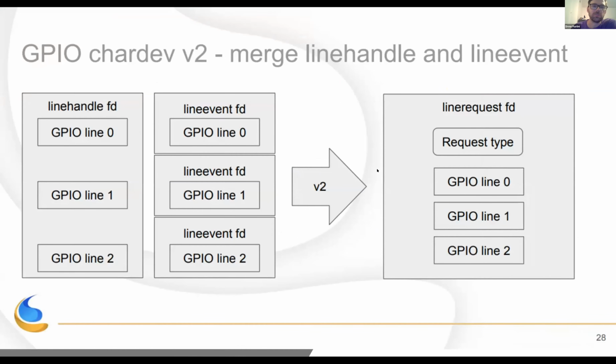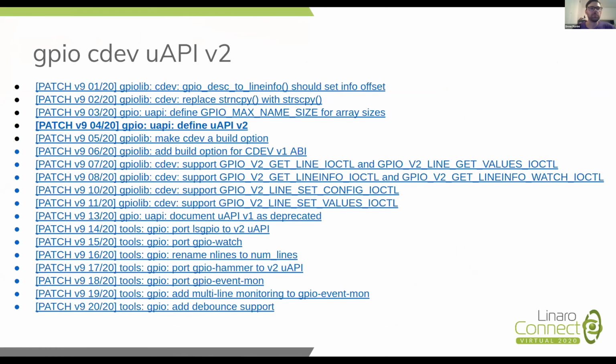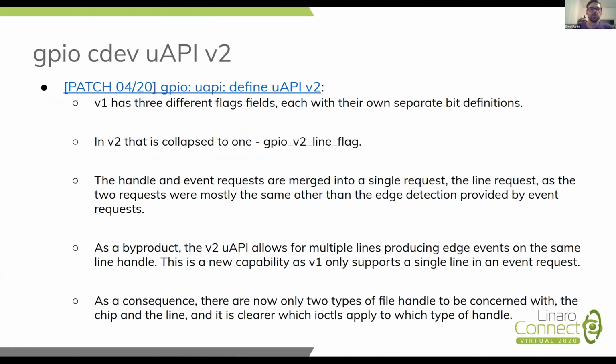One of those, and this is from Bart's slides from ELC earlier this year, is that there used to be line handle and line event, and now those are all just line request. And the flags are reworked now too, to make a little bit more sense. So this is the patch series. There are a lot of little things in there, but probably one of the bigger ones is patch number 4, which defines the user space API and goes into some details about the things that have changed.